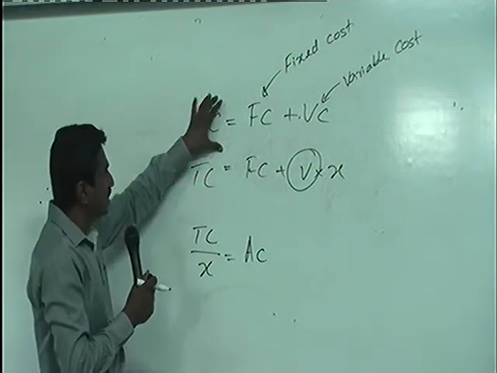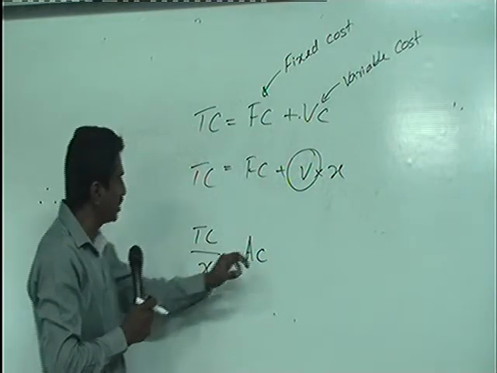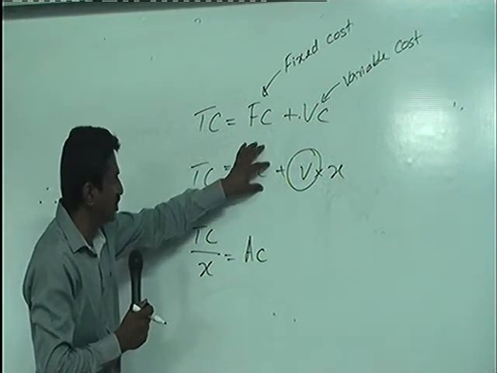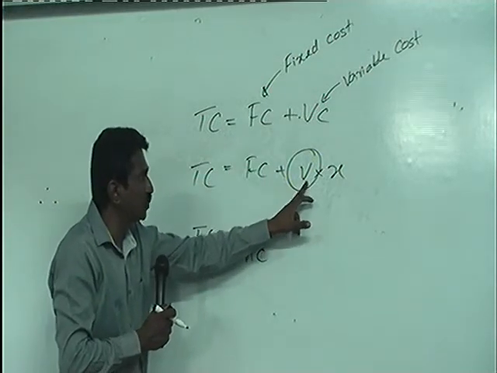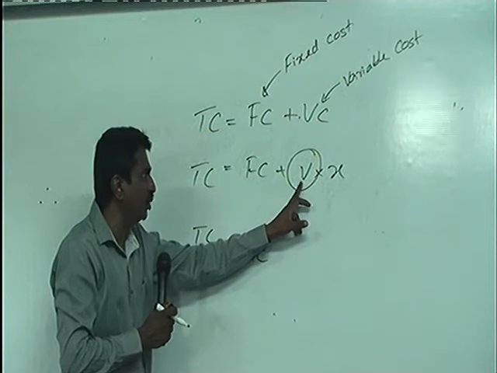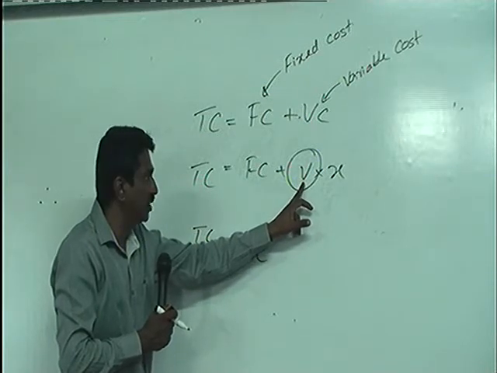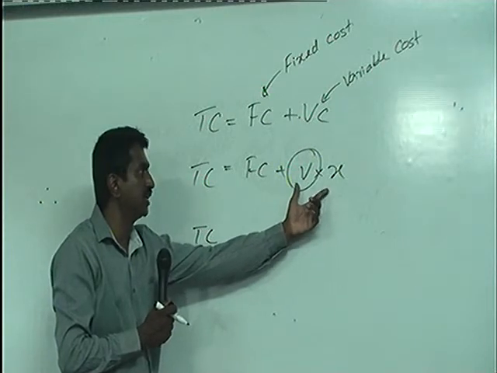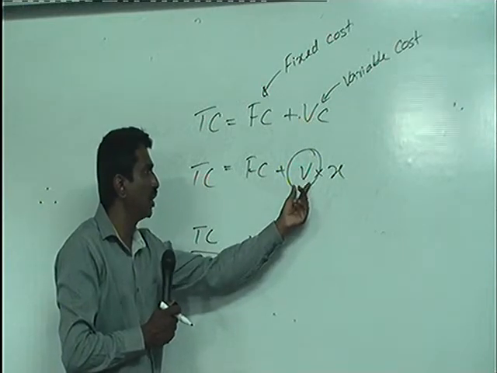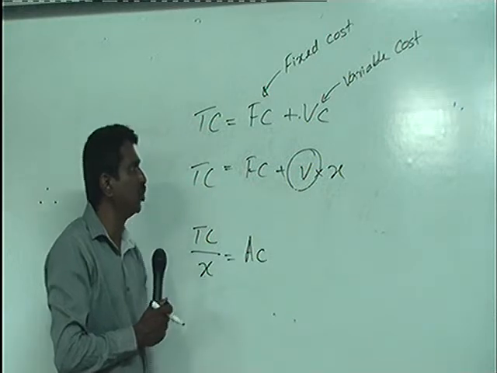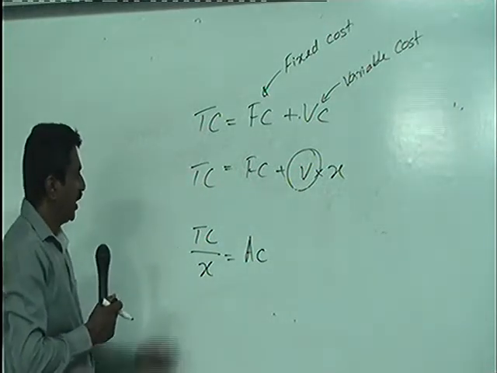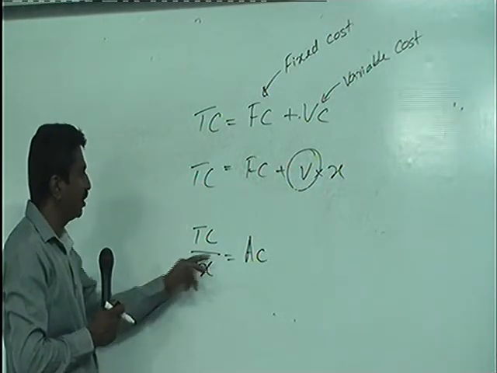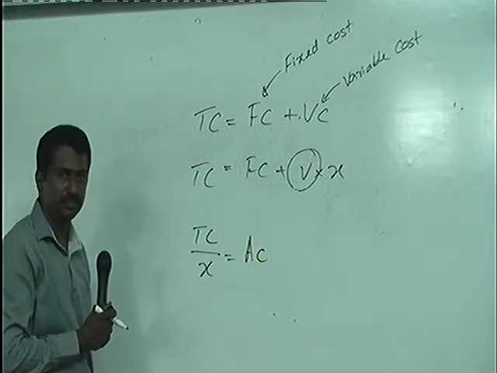So total cost is equal to fixed cost plus the variable cost. Total cost is equal to fixed cost plus variable cost per unit. This is the amount you need to produce 1 unit, a variable cost, like raw material, water, electricity. So the total value depends on the number of units you produce. And the total cost divided by quantity, we call that the average cost.